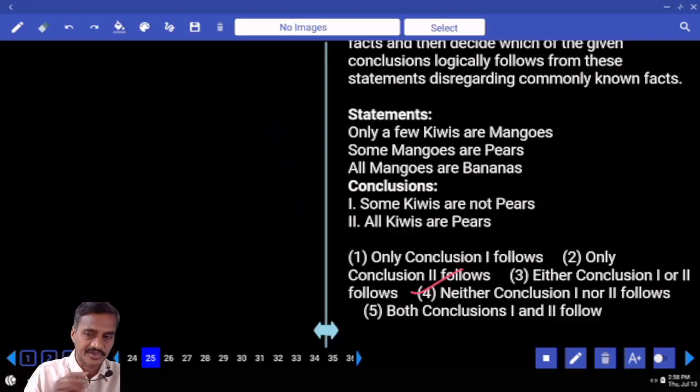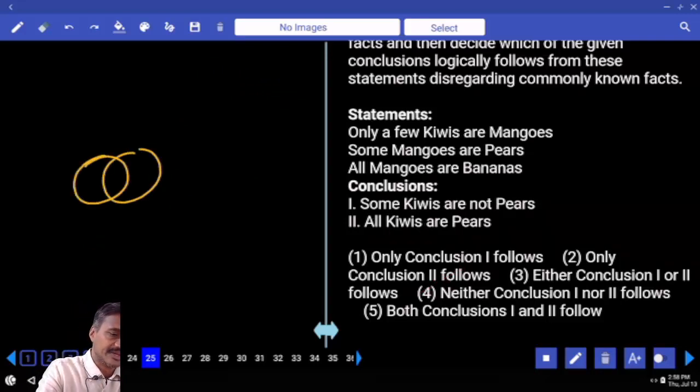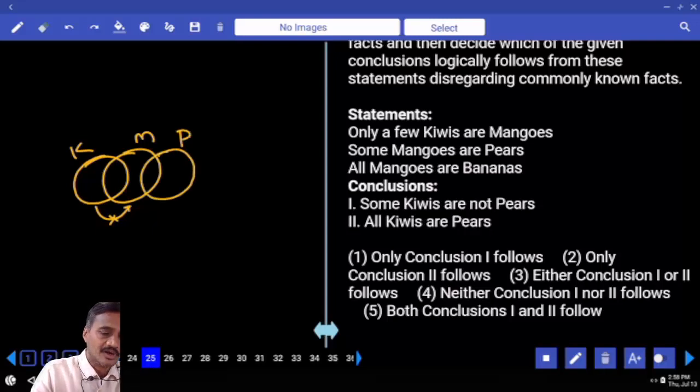Now in this 25, only a few kiwis are mangoes. Only some kiwis are mangoes, but not all. And some mangoes are pears. All mangoes are what? All these mangoes are bananas. Then the first one, some kiwis are not pears. That is definitely true. These are the kiwis that are not pears.